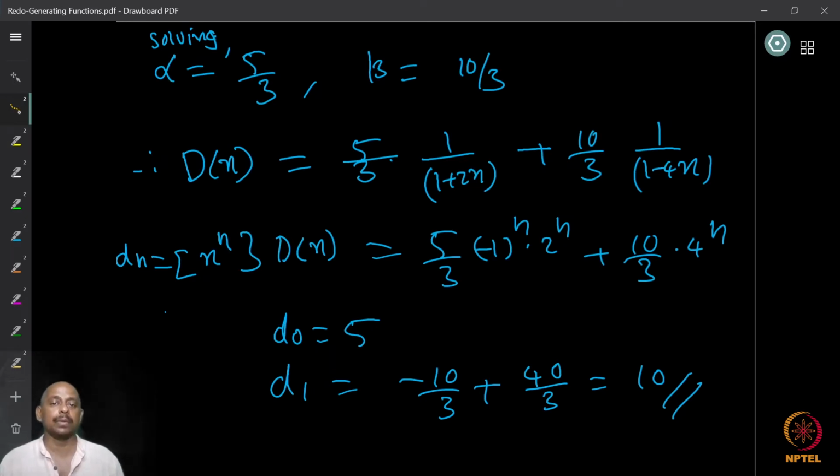So d0 is 5. We can verify by putting n is equal to 0. For example, I will get 5 by 3 plus 10 by 3, which is 15 by 3, which is 5. And d1 is n is equal to 1. I will get minus 10 by 3 plus 40 by 3, which is 10. This is also correct. So similarly, we can verify for other values. So I get a closed formula for dn. So now we see how powerful this method is.